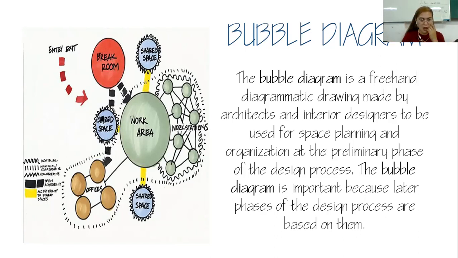For example, here, you identify first the areas, no? So like for example, you have your work area, the break room, and you already have your shared spaces, offices, and the workstation. So basically, this is an office setting, no? Bubble diagram. So more on that, the first step before planning is to prepare the bubble diagram. It is done in the pre-design phase or the preliminary phase.